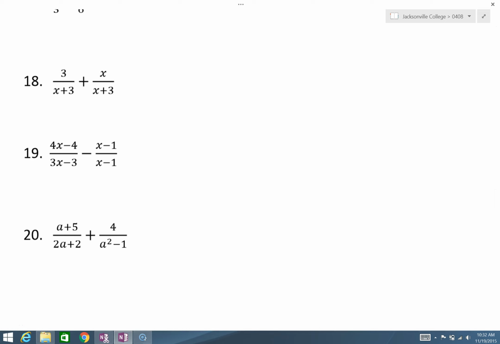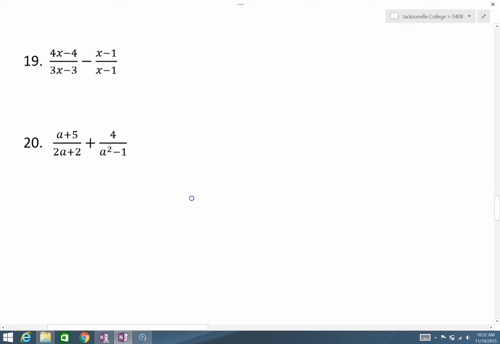Number 18. Remember, when adding, we must have a common denominator. Well, this one does have the common denominator, so it remains as x plus 3. Since we have that denominator of x plus 3, we can simply combine like terms up top. 3 plus x is 3 plus x, but I'm going to write it as x plus 3 because multiplication is commutative. Well, any quantity divided by itself is 1.